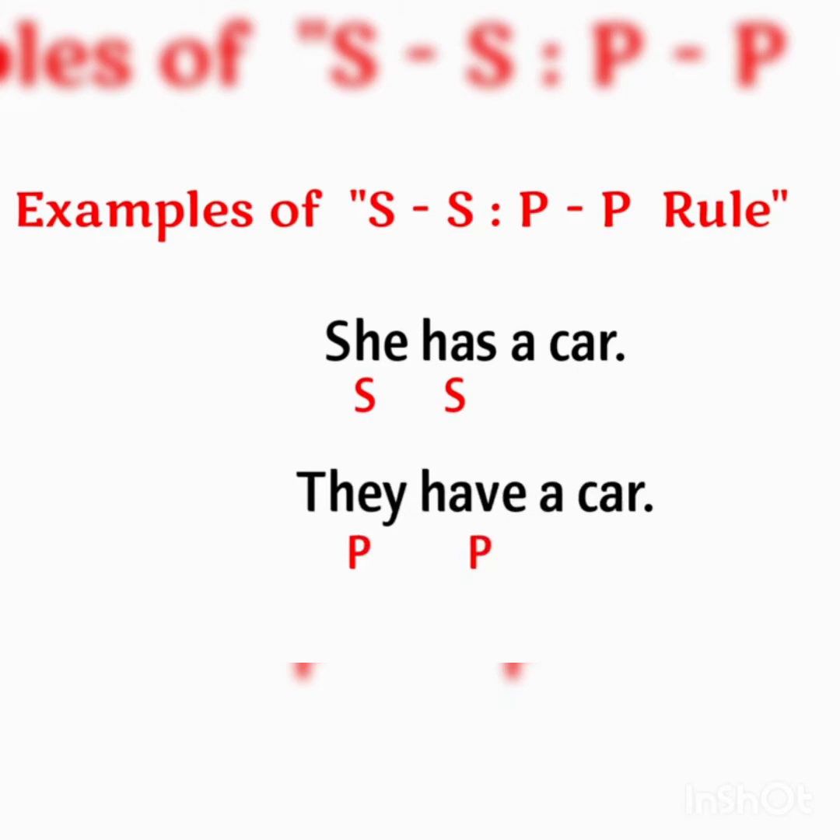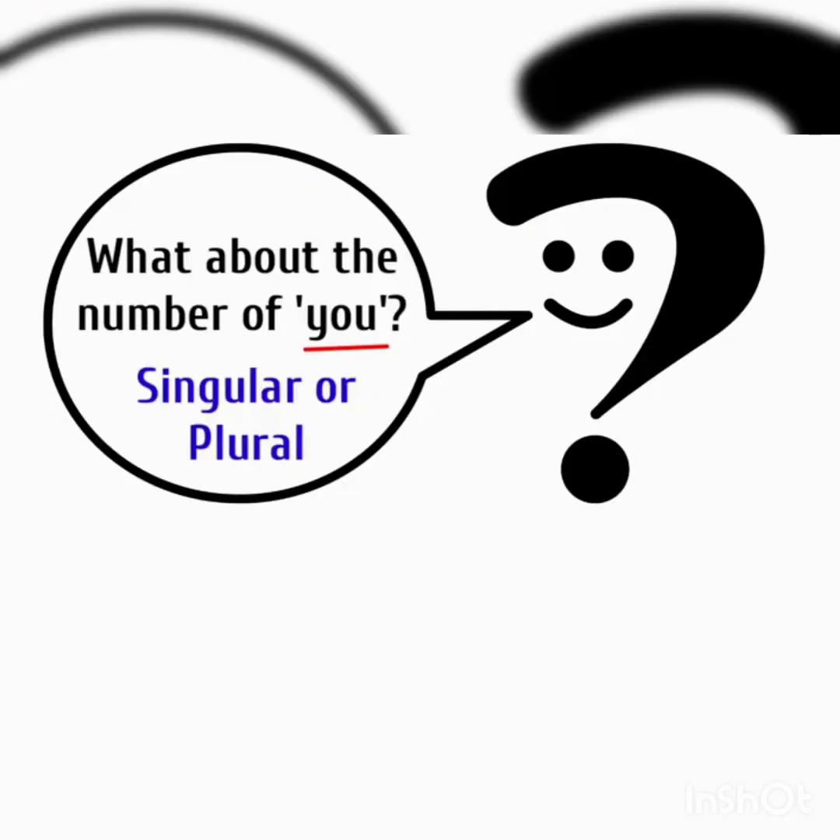In the second sentence, if you will see, they have a car. So they is the plural subject with the plural verb have. So I hope this much is clear to you. Singular subject, singular verb, plural subject, plural verb concept. Now what about the number of you? What is you? Is it singular or plural? There might be a question in your mind. You can ask this question to me. Ma'am, what is you? Is it a plural or a singular?